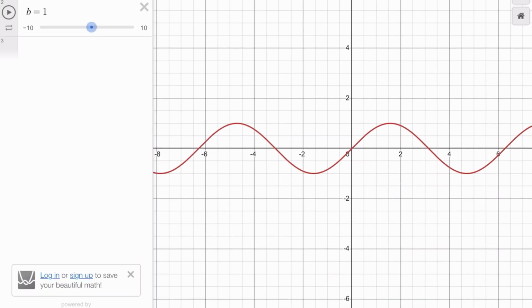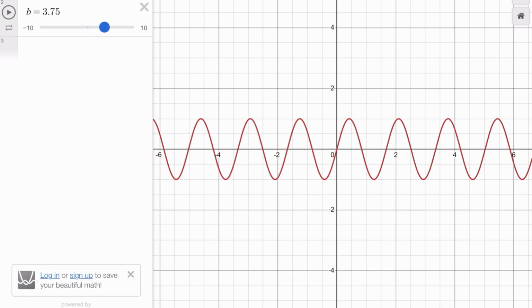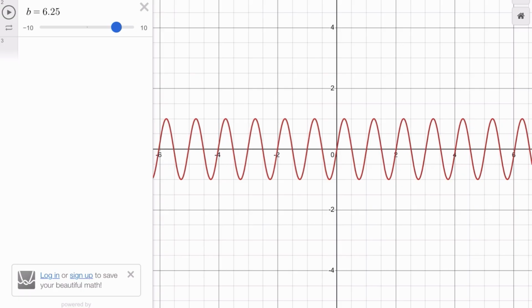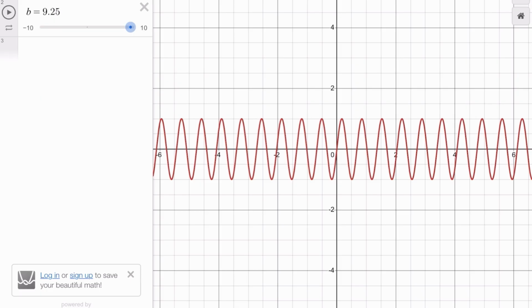All right, I went ahead and opened up a Desmos page so I can explain a bit more about the b. So if b is 1, then you just get your regular sine function. And then if I make b bigger, then I'm going to get more waves where I normally had few. So this would be a horizontal shrink.